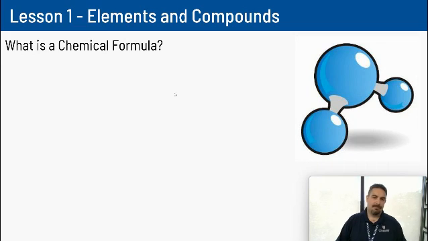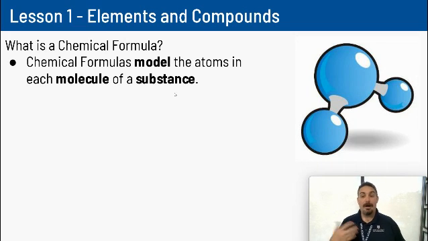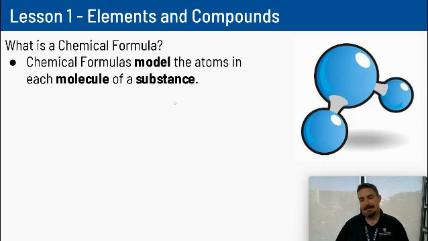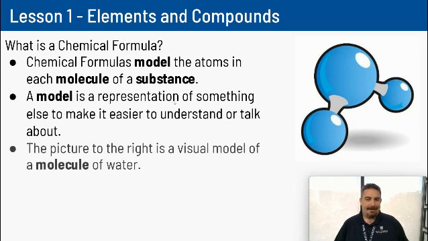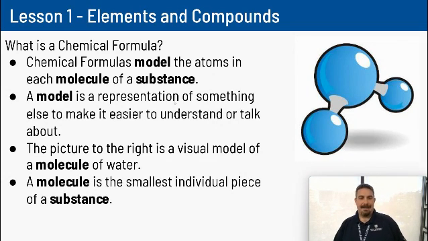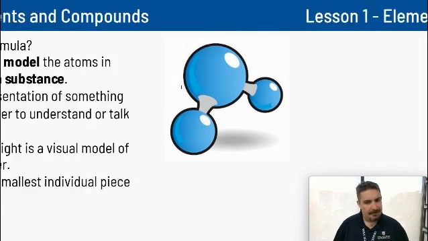Now, what is a chemical formula? Chemical formulas model the atoms in each molecule of a substance. And model just means gives you a picture of it in some way. It's a way to talk about it, to describe it, to think about it that is a little more simple. Models always give up some of the information to focus on what is important to you in the moment. So this picture we have is a visual model of a molecule of water, like I mentioned. And like I said, it's the smallest individual piece of a substance. Water cannot get any smaller than one big piece and two small pieces, whatever those are.